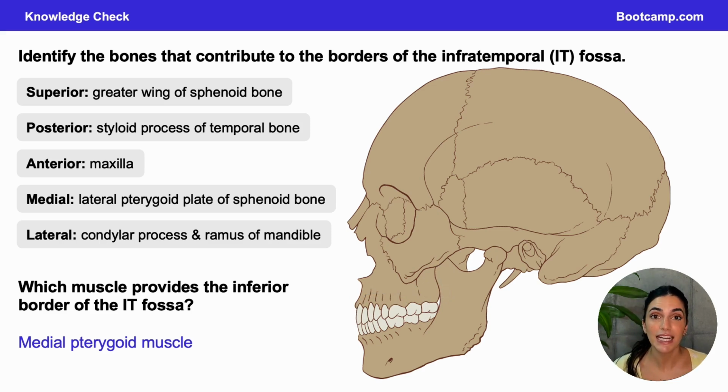We also said because the infratemporal fossa is deep to the mandible, that mandible will contribute to one of our borders. So we said that the condylar process and the ramus of the mandible are going to be contributing to our lateral borders of our IT fossa. And then which muscle provides the inferior border of the IT fossa? That's going to be the medial pterygoid. So remember, the medial pterygoid is going to be deep to the mandible, but is going to be sitting along these regions here to form the inferior border, the floor of the infratemporal fossa.